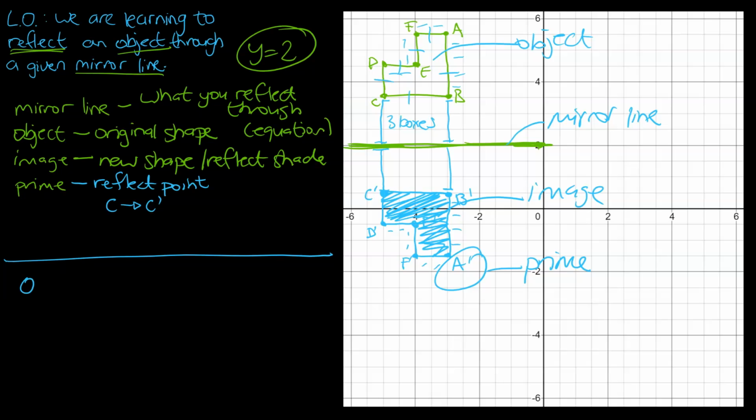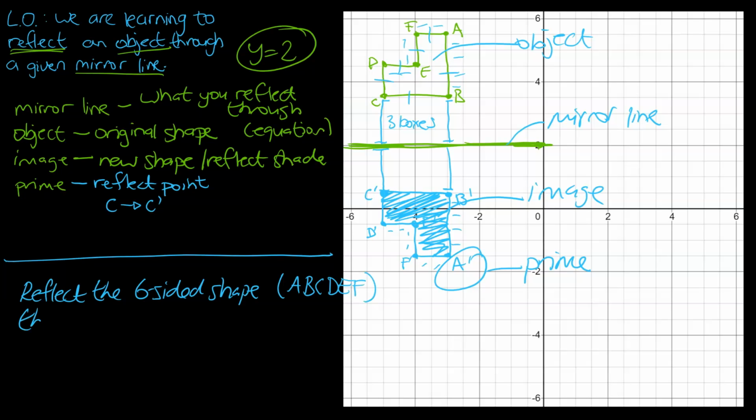So what we did is, we looked to reflect the 6-sided shape, which you can refer to by its letters or its corners. So A, B, C, D, E, F, through mirror line y equals 2. So that was that description of what we did. We just reflected our 6-sided shape, which was A, B, C, D, E, F, through the mirror line y equals 2.